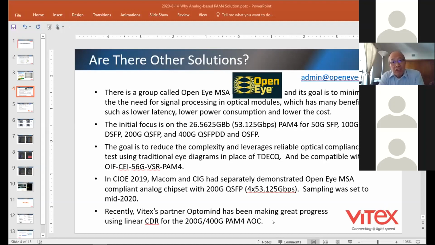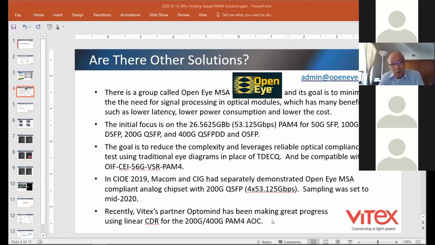The initial focus of this committee is on the 26.56 gigabaud, which is 53 gigabits per second PAM4, for 50G, 100G, 200G, 400G, QSFP-DD, and OSFP. So if it is released, it will benefit everybody, I'm sure. And the goal is to reduce the complexity and leverage the reliable optical compliance tests.